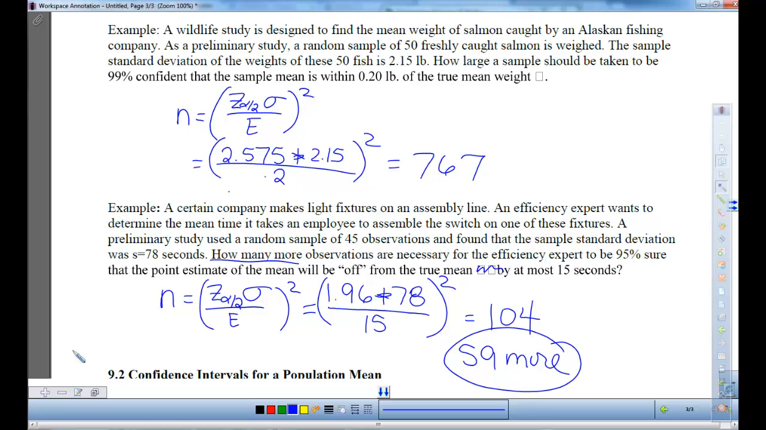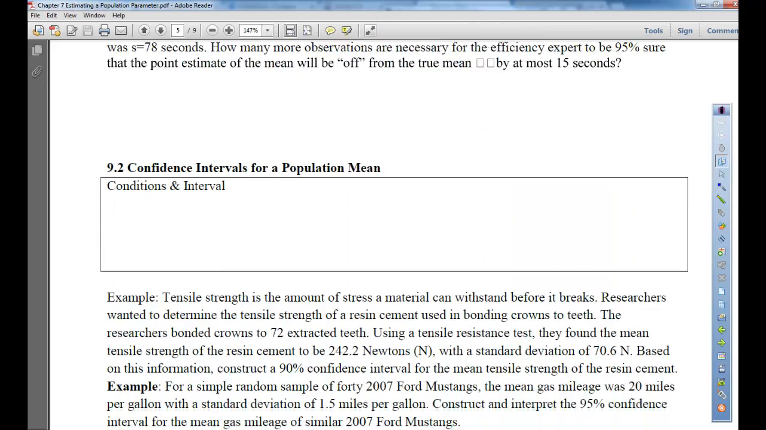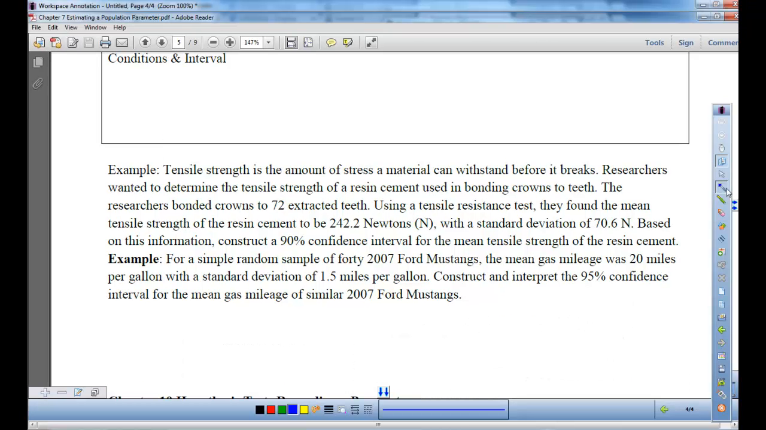All right. So now we need to talk a little bit about the t-distribution. And again, we've got the same conditions. We've got a simple random sample.